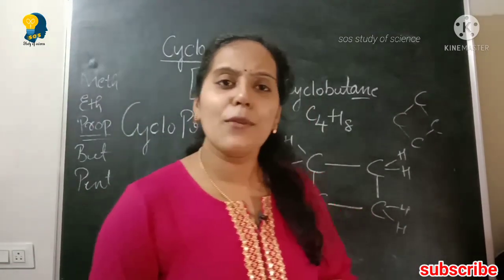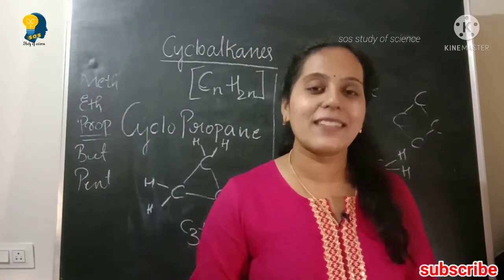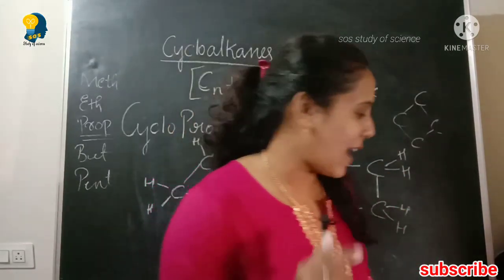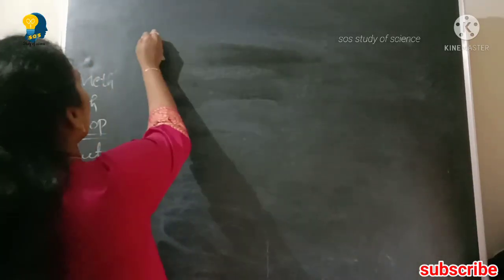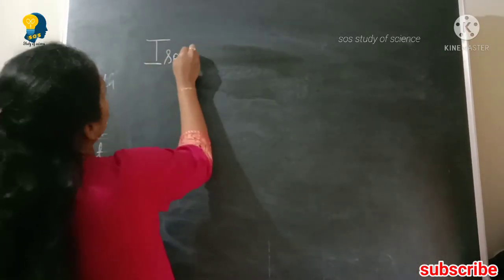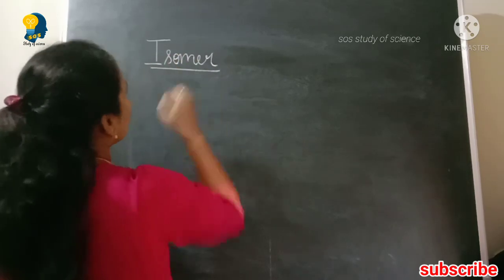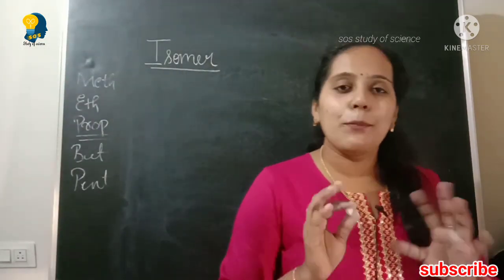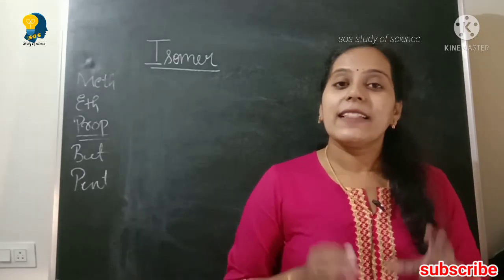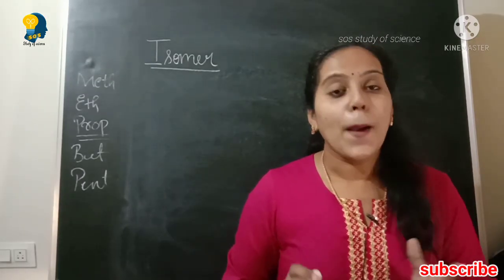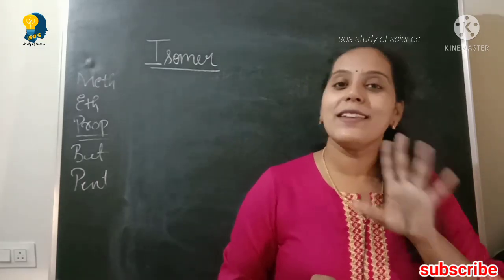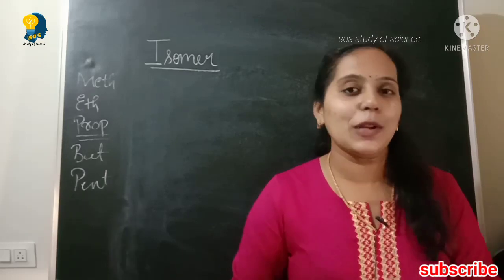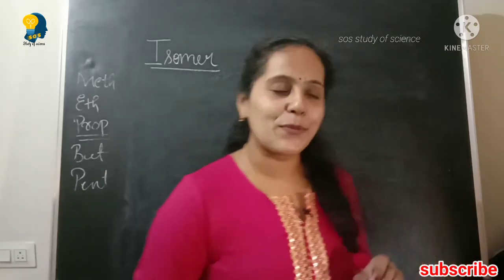That's it. So now we are moving to the last and final part of this lesson, which you have to understand: isomers. Very, very important, guys. The next topic is isomers, sometimes also called structural isomers. Isomers are the compounds which have the same molecular formula, but they have different structural formulas.